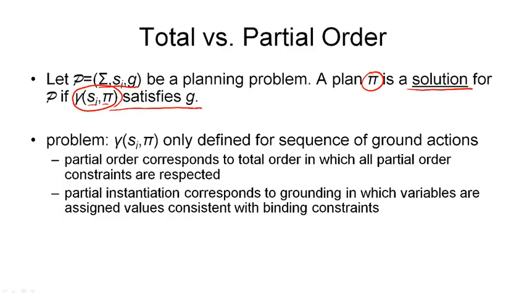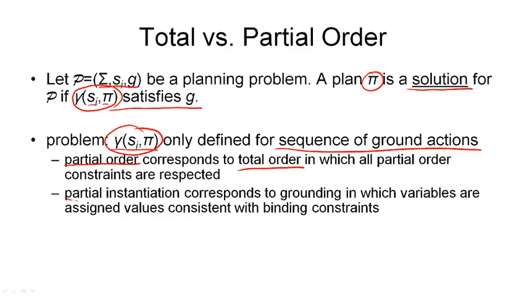And here is the problem that we have now. This term, gamma Si pi, was only defined for a sequence of ground actions because those were the only plans we've considered so far. The plans we are considering now are only partially ordered. Of course, we can turn this partial order into a total order by respecting all the partial order constraints. But then the question is, in our definition of gamma Si pi, which of these total orderings should we use? In general, there could be an exponential number of total orderings that correspond to one partial order.